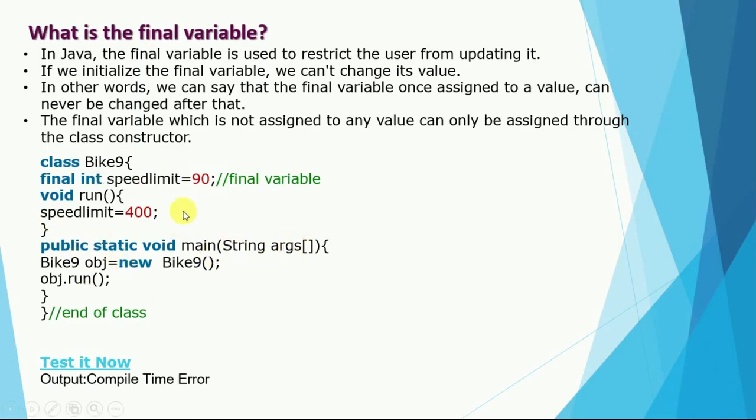So let's take a look at this example. We have a class named Bike9, and a final variable, speed limit equals 90, and a method named run, where speed limit equals 400. Whenever we create an object, call the Bike9 default constructor, and call this run method, it will throw an error, because we already declared this variable as final and in this method we are trying to modify its value. We can't change the value of a final variable, so it will throw a compile time error.